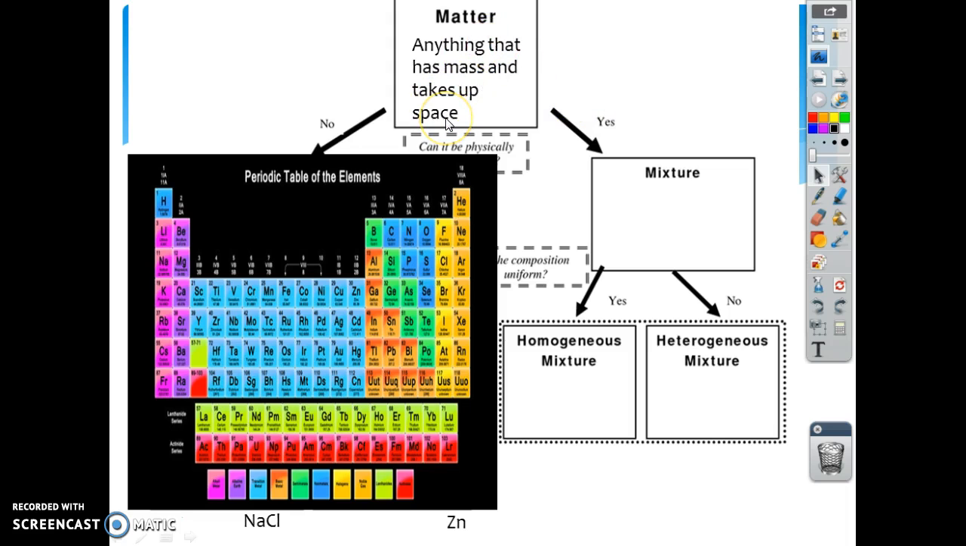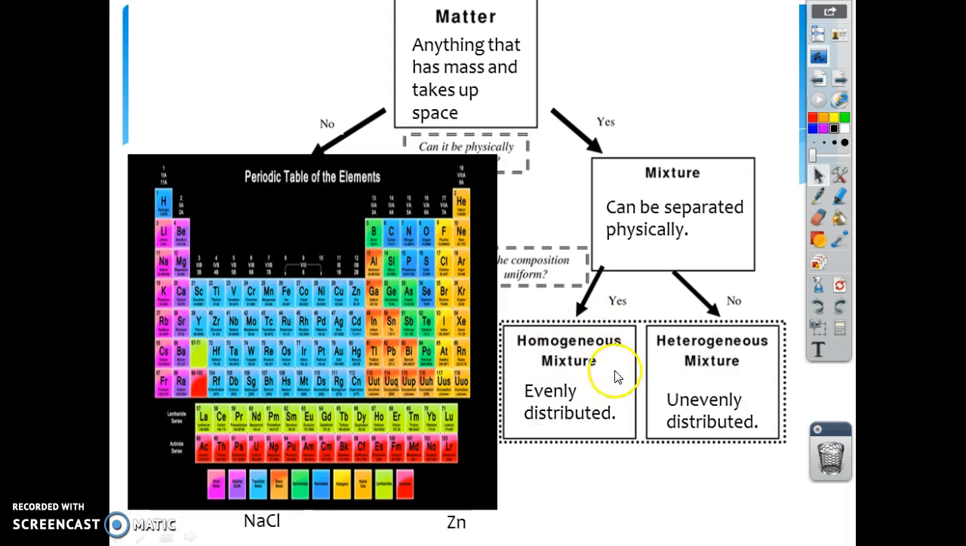Okay, what about the other side? Anything that has mass and takes up space is matter, but if I can physically break it down, then it's a mixture. And I define a mixture as anything that can be separated physically. But there are multiple kinds of mixtures. I have homogeneous mixtures, and heterogeneous mixtures. Both are proper ways to state it. If it's a homogeneous mixture, it's evenly distributed. If it's a heterogeneous mixture, it's unevenly distributed.